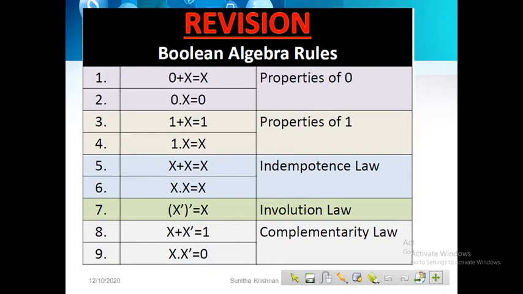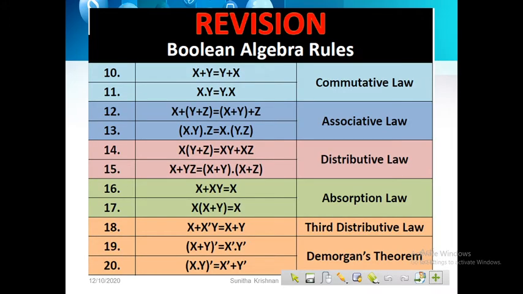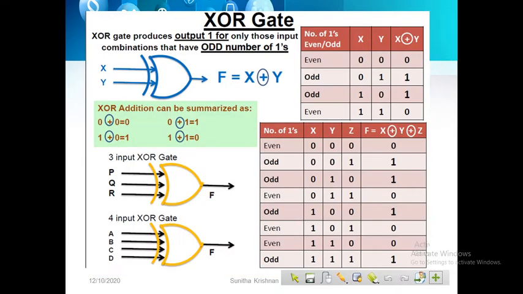Now coming to just a revision of all the rules, we have the properties of zeros and ones, the idempotent law, the involution law, the complementarity law, and the commutative law, associative law, distributive laws, absorption law, and we have 3 distributive laws, and also we learned about De Morgan's theorem. And all these laws are used for proving or realizing any expressions or just reducing the expressions, etc.